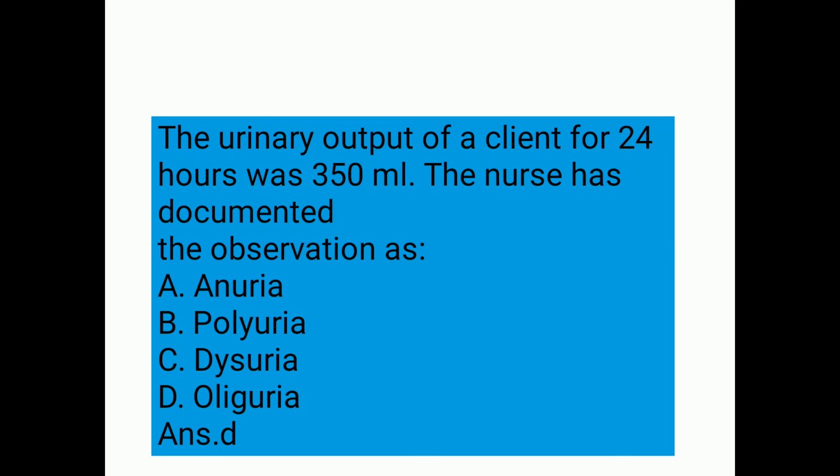Next question. The urinary output of a client for 24 hours was 350 ml. The nurse has documented the observation as. Options are anuria, polyuria, dysuria, oliguria. Correct answer is oliguria.